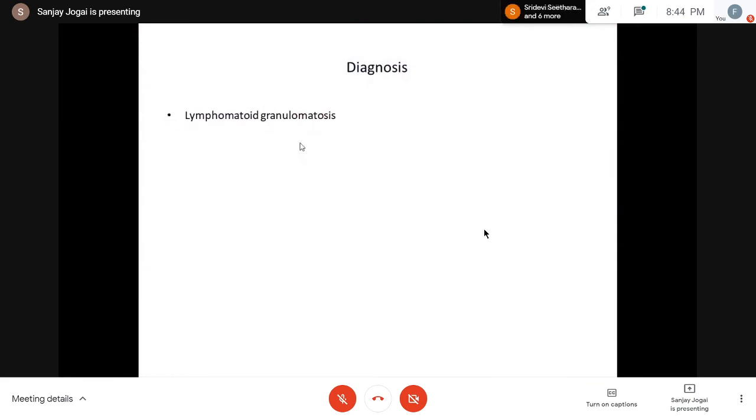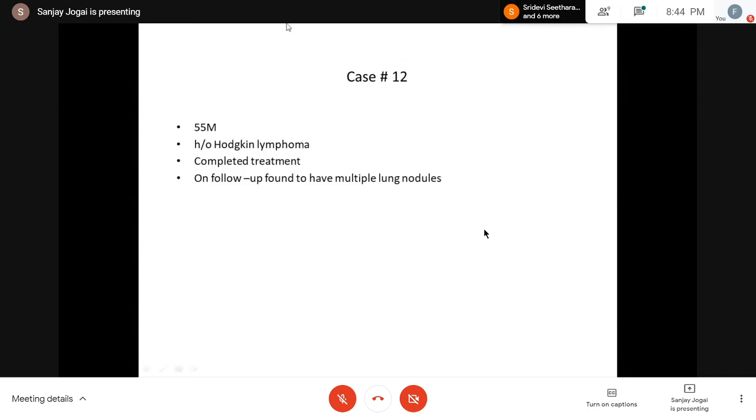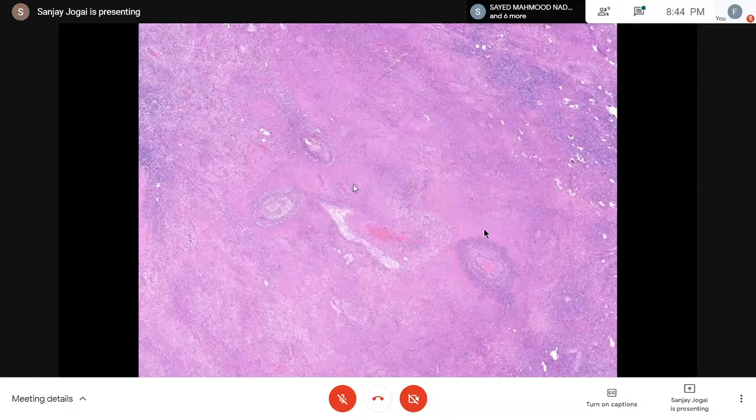Now, while I was preparing this a few weeks ago, I had this patient. This was another interesting case, so I couldn't resist putting it in the same forum. So, a 55-year-old male, history of Hodgkin lymphoma, had completed treatment. On follow-up found to have multiple lung nodules. Now, it's very unusual for Hodgkin to present as lung nodules like that, but clearly the surgeons were worried and they took it out. And lo and behold, it's almost similar to that autopsy case where you see the vessels standing out, infiltrated by something going on.